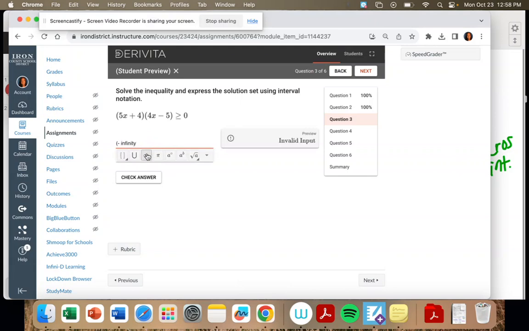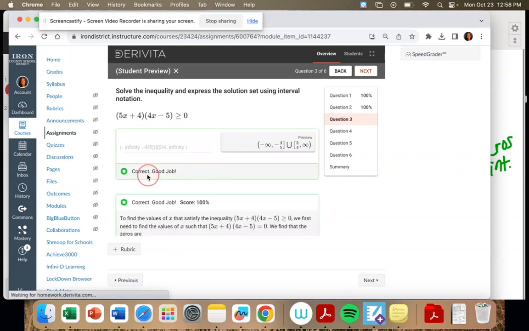So negative infinity to negative 4/5, bracket. And now a union, because now we have a whole other interval. Bracket 5/4 to infinity, parenthesis. So notice my infinities always have a parenthesis, and then the other values depend on what inequality you're given.